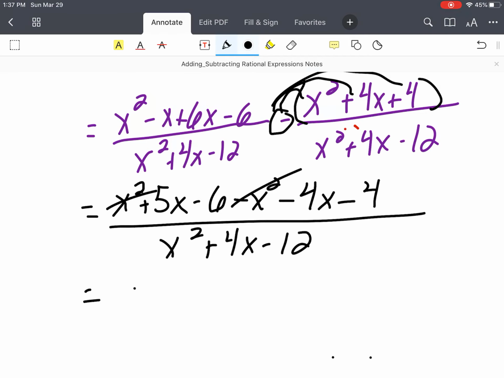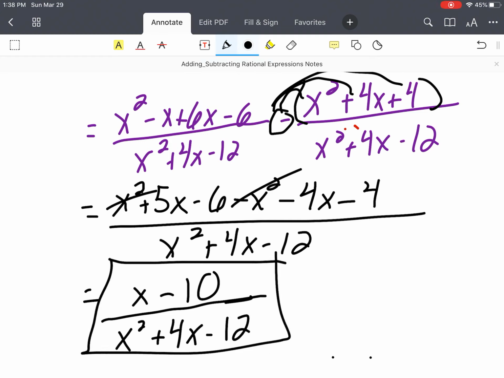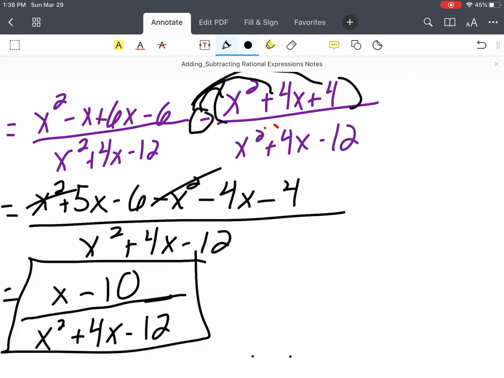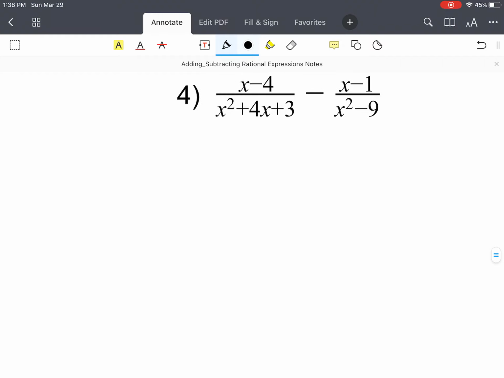So combine your like terms, the x squareds drop. You're just left with x, looks like minus 10 over x squared plus 4x minus 12. There you have it. Okay, let's move on.